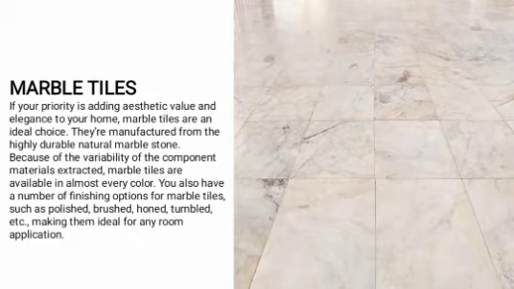Okay, the next one is a marble tile. Now, see, the name implies marble tile, an ideal choice. They are manufactured from the highly durable natural marble stone. Because of the variability of the component material extracted, marble tiles are available in almost every color. You also have a number of finishing options for marble tile, such as polished, brushed, honed, tumbled, etc., making them ideal for any room application.